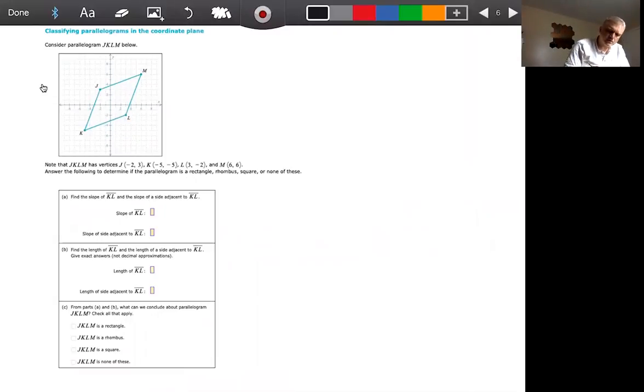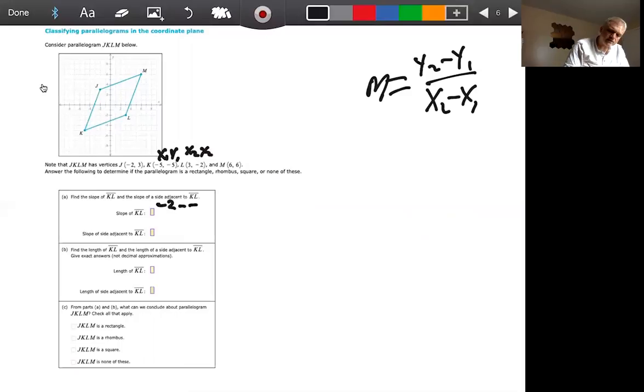Let's go over the slope formula. The slope formula is y2 minus y1 over x2 minus x1. For KL, let's call this x1, y1 for K, and x2, y2 for L. So my slope is -2 minus -5 over 3 minus -5. -2 minus -5 is 3, and 3 minus -5 is 8. So my slope is 3/8. If you said I'm going to rise 3, run 8, rising to the right, I would buy that. That would be a good way to do it too.